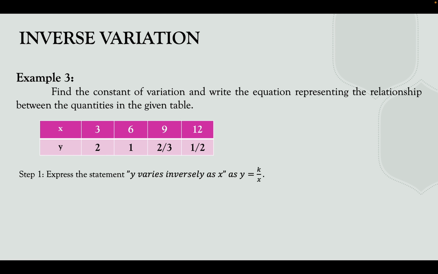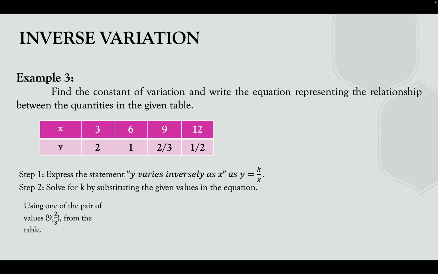Okay, let's solve this one. Step number 1, express the statement y varies inversely as x as y equals k over x. Solve for k by substituting the given. Now again here, if you have a given table, you just need to select two pairs of the given values. In here, we will use 9 and 2/3. So we have 2/3 as our y equals k over 9 as our x.